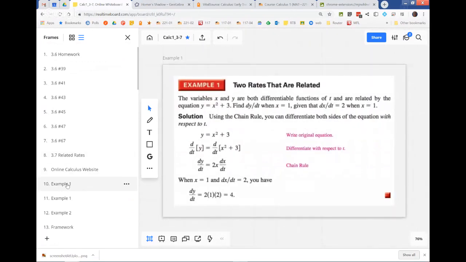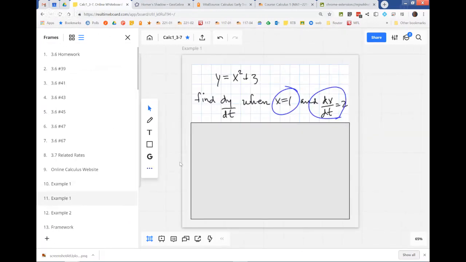Let's jump right into an example, except I'm going to do my own version of it. So we've been told that y equals x squared plus 3. Now what we're going to do is differentiate this with respect to time. Notice there's no t in the equation. So that means for both y and x, we're going to have to do the chain rule. And then we're also told that x is 1 and dy/dt is 2.